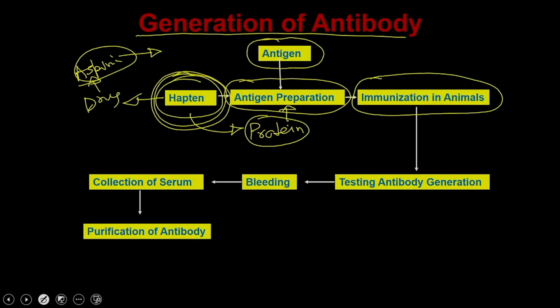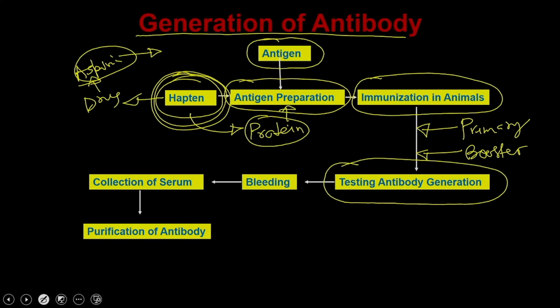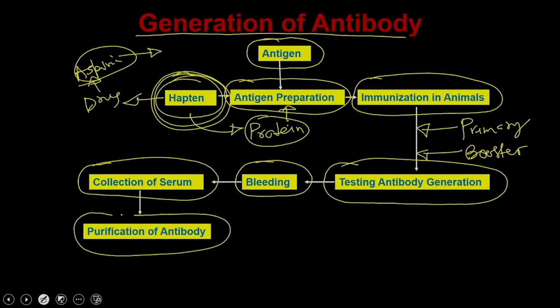Once the animal is immunized, it is immunized two times. First you give the primary injection, and then you give the booster injections, and that develops the antibodies in the animal. Once the antibodies are developed, you can collect the blood of the animal, then collect the serum from the blood, and from the serum you can purify the antibodies.